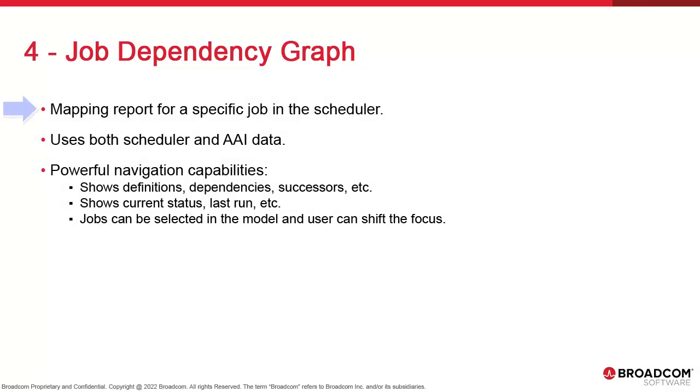The Job Dependency report provides a map of individual jobs only. It uses scheduler data. You select only one job and the report produces a full map of its utilization, definition, and up and downstream relations. Used in conjunction with AI data, it's able to report on current status and status of the last run. Finally, it comes with powerful navigation capabilities. For example, you can select a job and show the report. You have the option of selecting an adjacent job and display the same map in a new panel without having to back out to the edit menu.